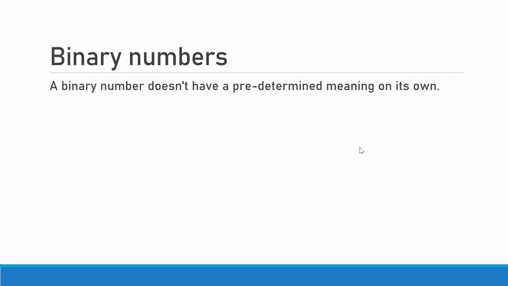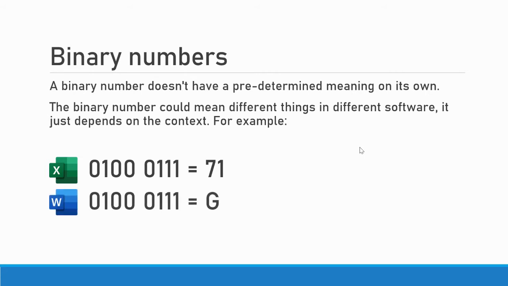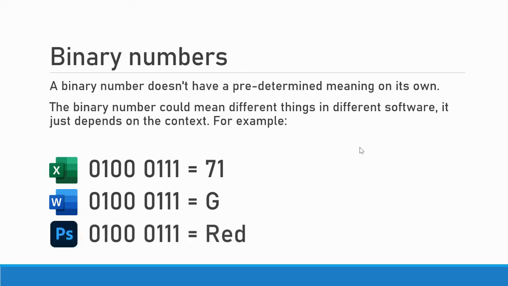A binary number doesn't have to have a predetermined meaning, though, on its own. It could mean different things for different types of software that we use. It just depends on the context. For example, if we are using Microsoft Excel, this binary number could mean the number 71. If we're using Microsoft Word, that same binary number could be a capital G. If we're using Photoshop, maybe that binary number could be the color red.